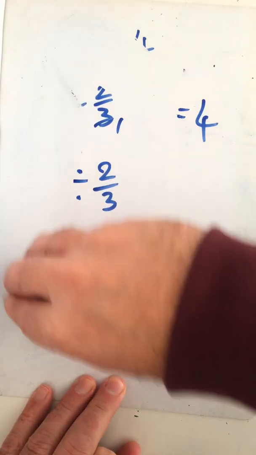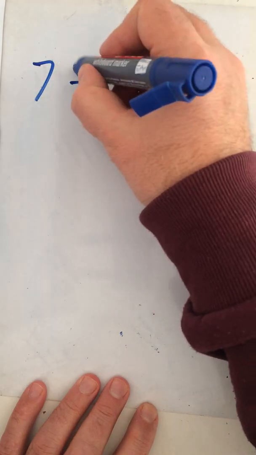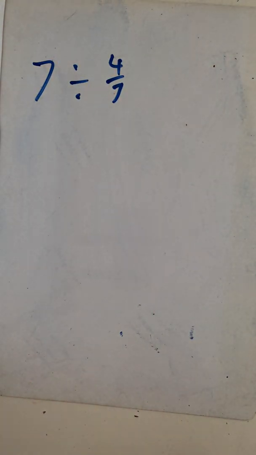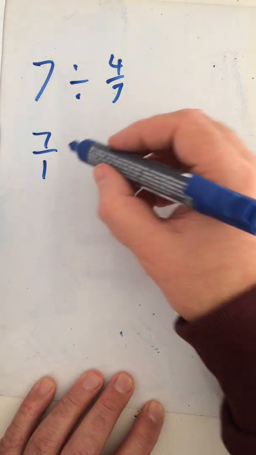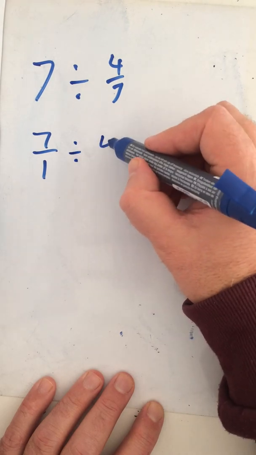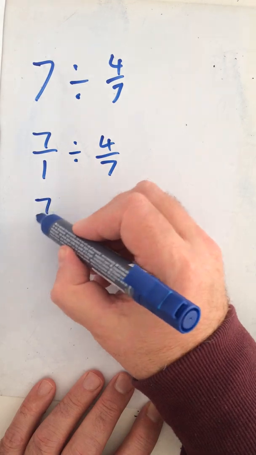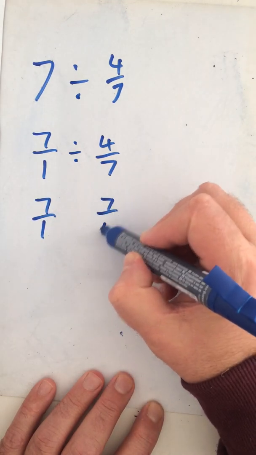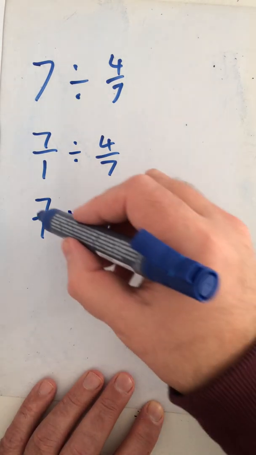So when we are dividing with whole numbers and fractions, so for example, if you've got 7 divided by 4/7, okay, we use the same method. We're going to put that 7 over 1, then over 4/7. So that's our first step. We put it into a fraction. Then we're going to do our KFC. Keep, flip, and change.